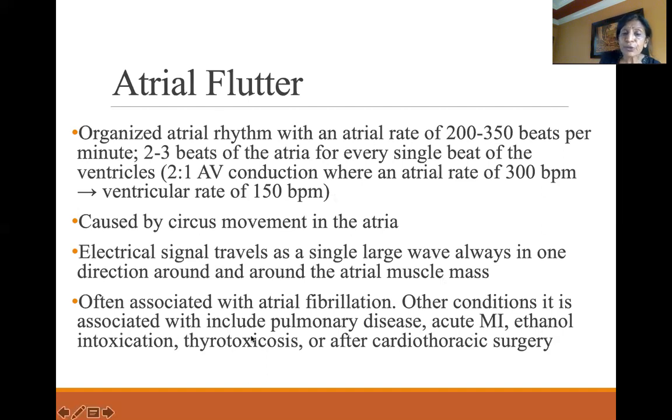Other conditions it's associated with include pulmonary disease, acute MI, ethanol intoxication, thyrotoxicosis, and cardiothoracic surgery. These are some conditions that could lead to atrial fibrillation. AFib is how you would abbreviate it.